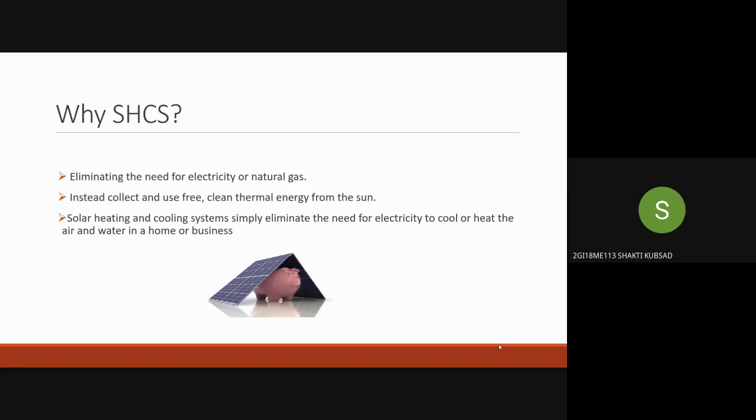Only the initial setup cost has to be paid. That is planning where the solar collector should be placed, and the initial battery setup, etc. After that, it will be free of cost apart from annual maintenance services. In the picture you can see that the solar collector is saving our money in the piggy bank. Even the government is giving some concession in the electricity bill.